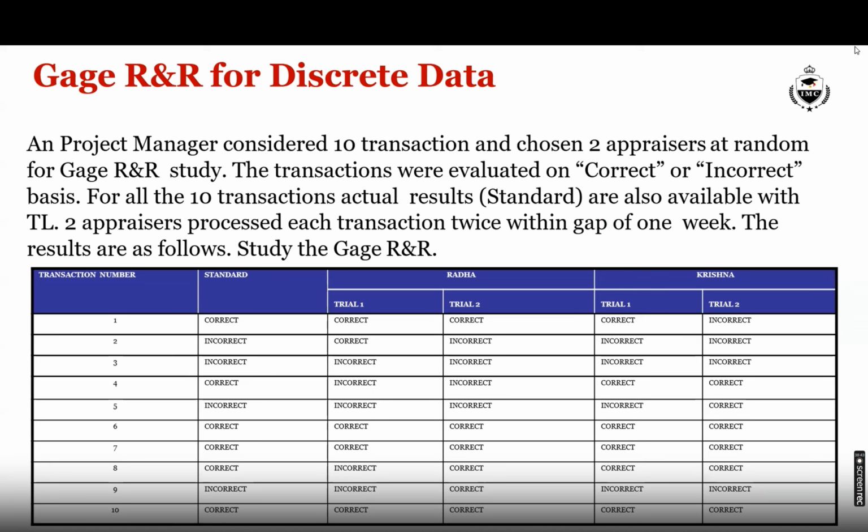Study the gauge R&R. So there are 10 transactions which both the appraisers, Radha and Krishna, have been asked to measure and tell us whether they are correct or incorrect. At the same time, there is always a standard previously defined. So they also want to ensure whether their measurement figures come out correct or incorrect, and at the same time, whether those match with the standard which was previously done.